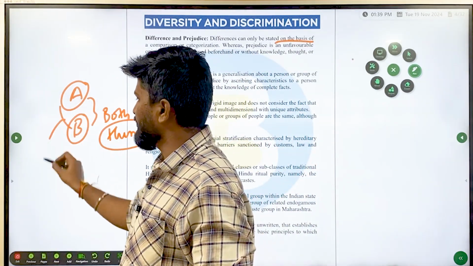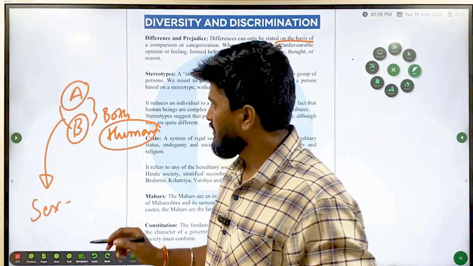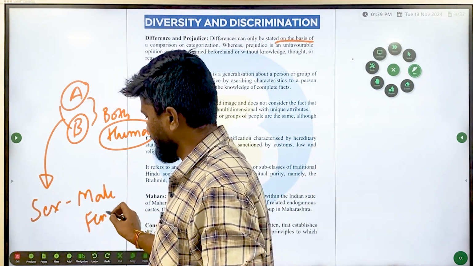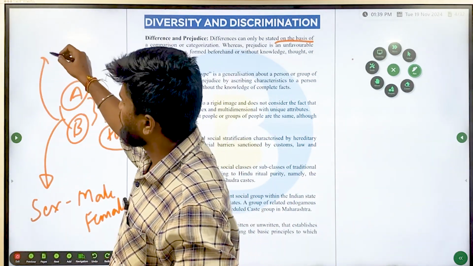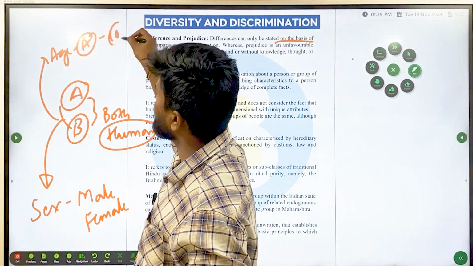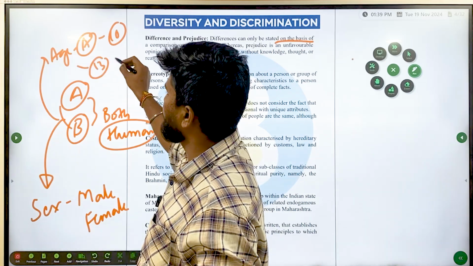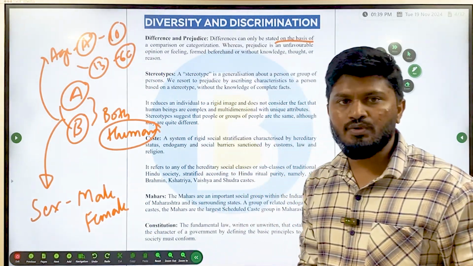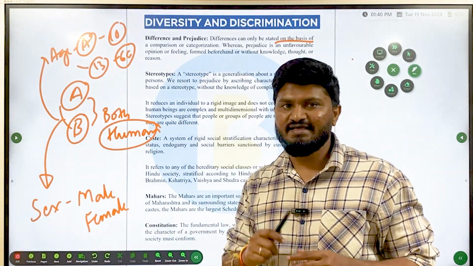But when you start comparing them based on sex, person A is male, person B is female. Now if you start comparing based on age, if person A, who is female, is around 10 years of age, you will say that is a child. If a person is above 60 years, then you call him an elder. So even the difference arises when we start comparing and categorizing.